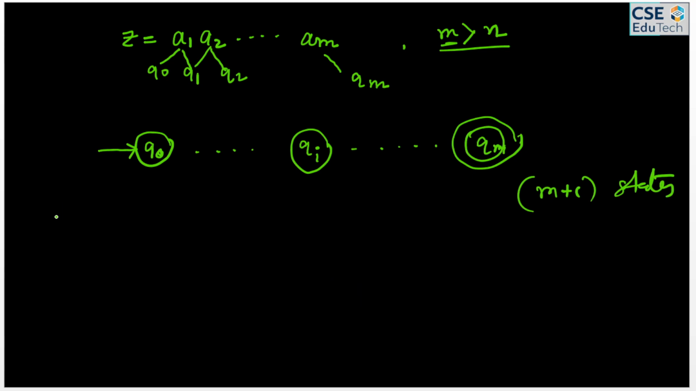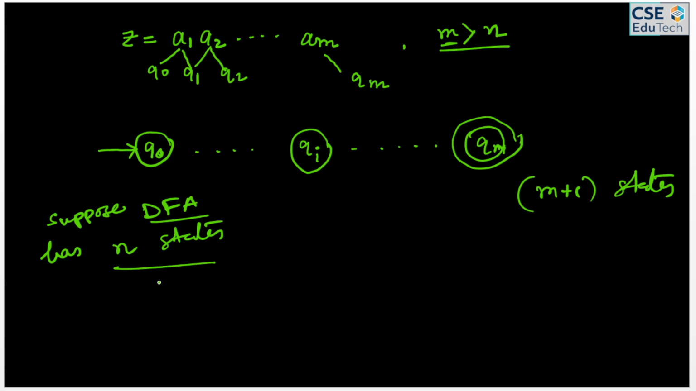Now suppose this finite state automaton, or DFA, has n states, that is, n is the number of states. So L is accepted by a machine having n states, because L is regular and it will be accepted by a finite automaton, and this DFA has n states. So the language L will be accepted by the DFA having n states. But we have m plus 1 states here.